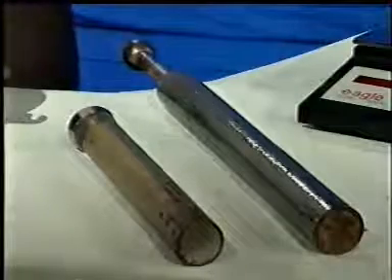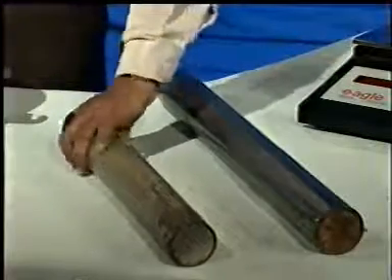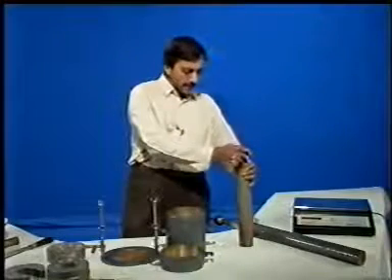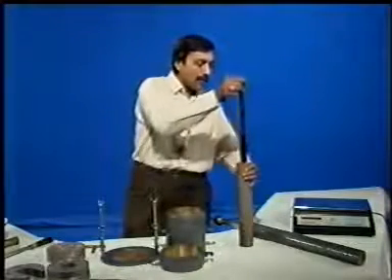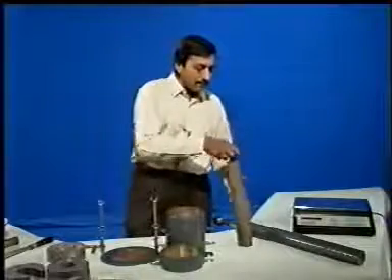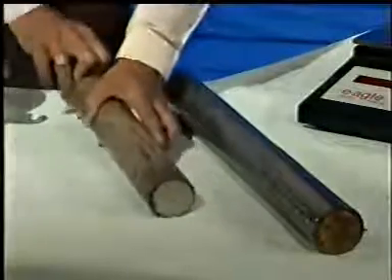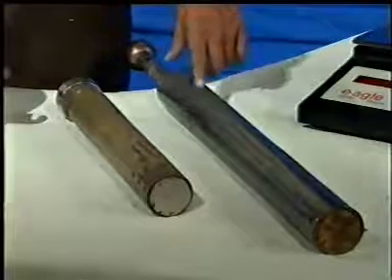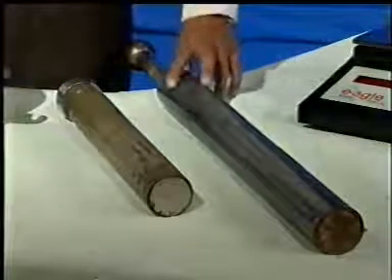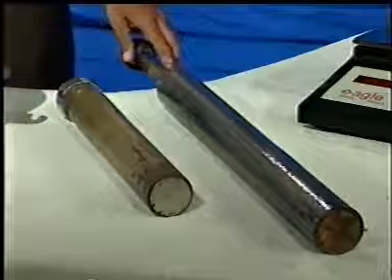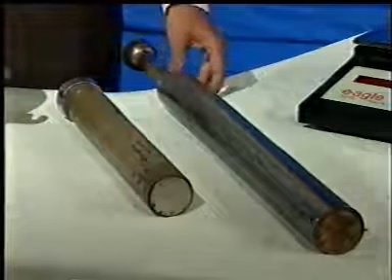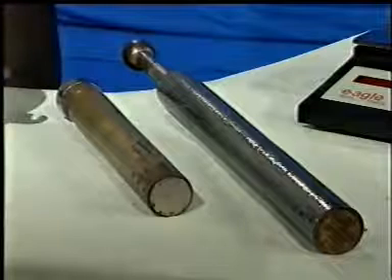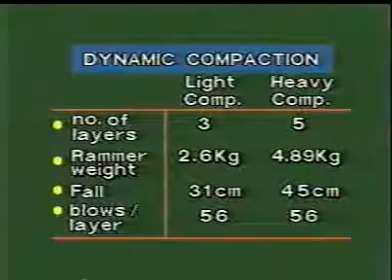In light compaction, the specimen is prepared by filling it in 3 layers using a 2.6 kg rammer with a free fall of 31 centimeters. 56 blows are given to each layer. In heavy compaction, the specimen is compacted in 5 layers using a 4.89 kg rammer with a free fall of 45 centimeters, giving 75 blows to each layer.